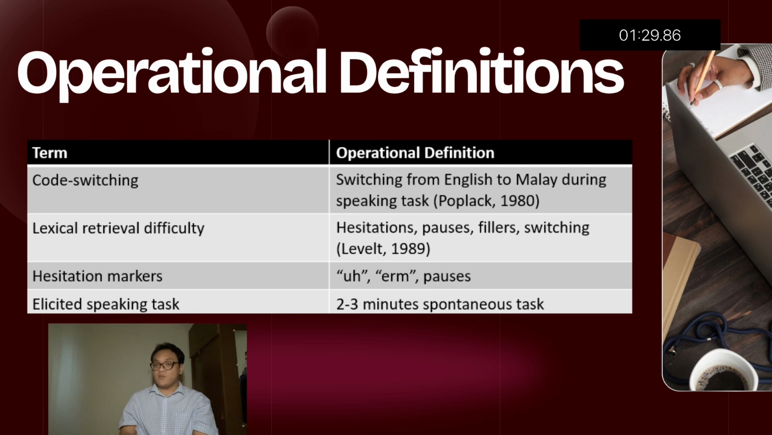In this study, code switching refers to the alternation from English to Malay during spontaneous speaking tasks. Lexical retrieval difficulty refers to difficulty retrieving words during speech production, which may appear through pauses, fillers, hesitation markers, or self-corrections. Hesitation markers include expressions such as repeated words or silent pauses. Lastly, the elicited speaking task refers to a short spontaneous speaking activity where participants respond verbally to given prompts.